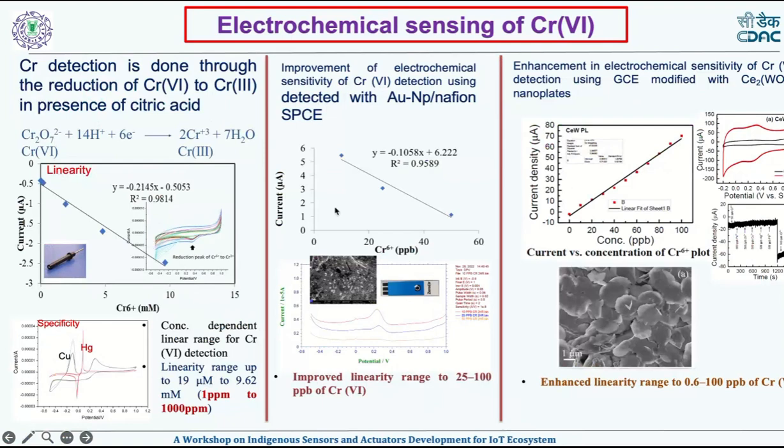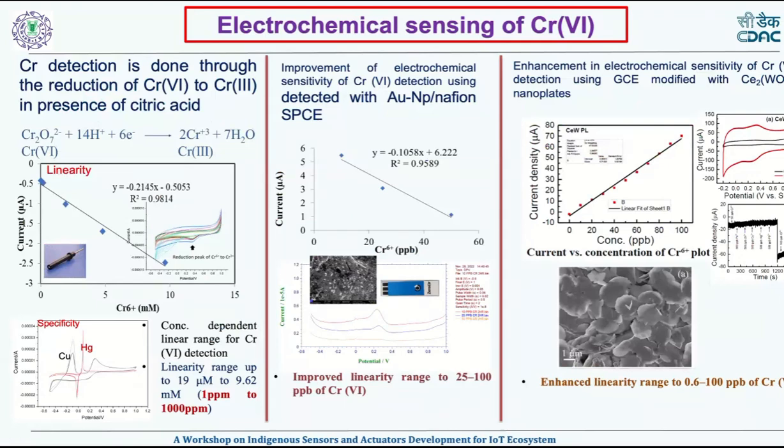Further, if we coat the electrode with gold and neophene, it can improve the signal properties and also enhance the lower detection limit, like 25 to 100 ppb for chromium 6. Some new nanomaterials can also be used for electrochemical sensing of chromium, like cerium tungsten. This particular work has been done at IIT Kharagpur, and they validated this mechanism with real water samples and found a very good range: 0.6 to 100 ppb of chromium 6 can be detected.